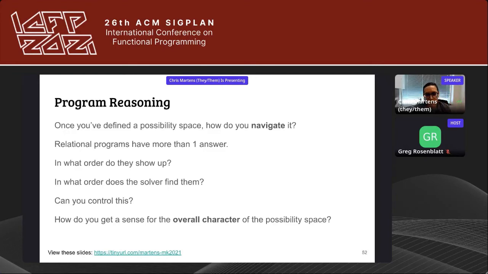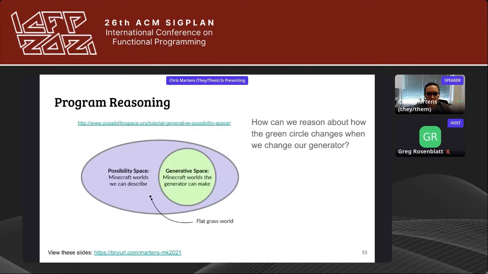And is it possible to even get a kind of bird's eye view of the overall character of that possibility space? My colleague Mike Cook describes this as the distinction between a possibility space and a generative space, where the possibility space is, if any of you are familiar with Borges's Library of Babel, any possible book you can write is going to be in that library, but really you're only interested in books that at least have well-formed sentences, if not probably plots and characters.